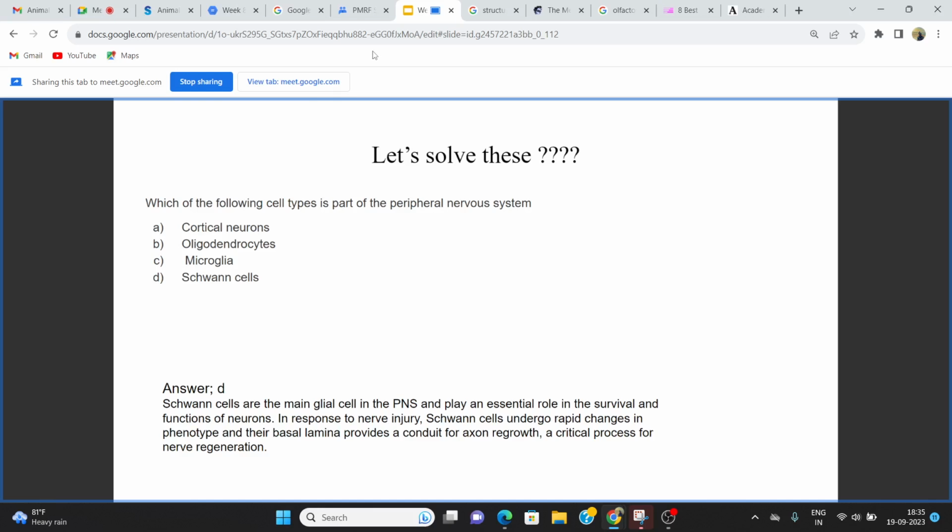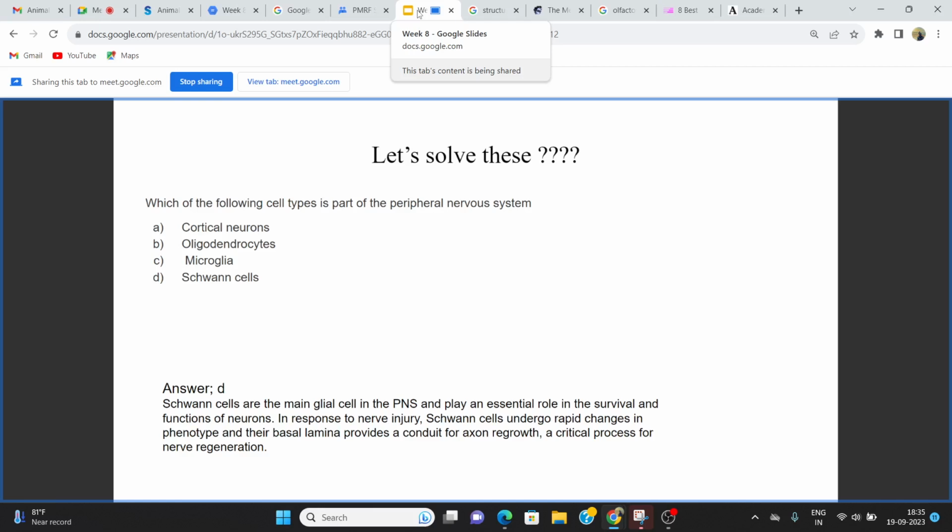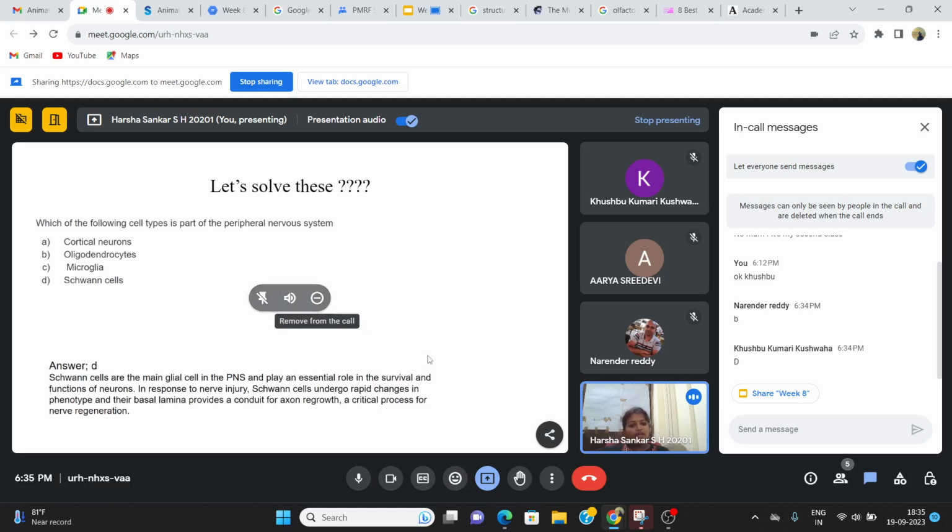Schwann cells are a very essential part of the PNS, playing an essential role in the survival and function of neurons. Whenever there is some injury, what will Schwann cells do? Schwann cells undergo rapid changes, and their basal lamella provides a conduit for axon regrowth. These cells can even help in the activation of neurons during injury. So in nerve regeneration, there is an active involvement of Schwann cells. Next question. If you have any doubts, you can ask again.